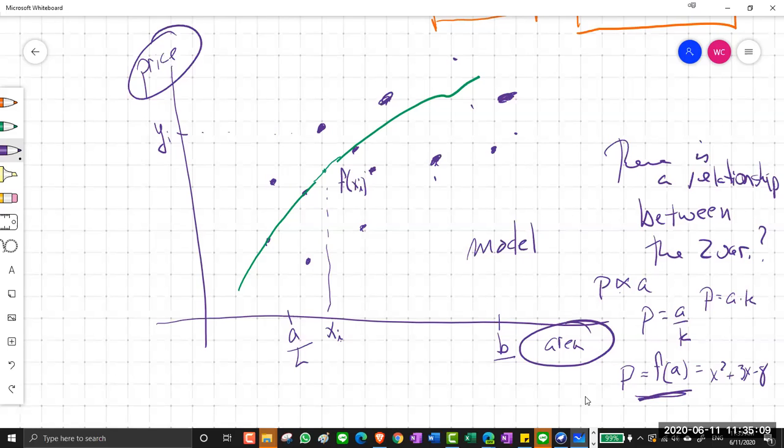But what does this mean? This is the predicted height, right? I'm sorry, the predicted price. Everyone understand that? This is the predicted price. This is the actual price, right? And this is the error. Epsilon i is from here to here, right? Okay.